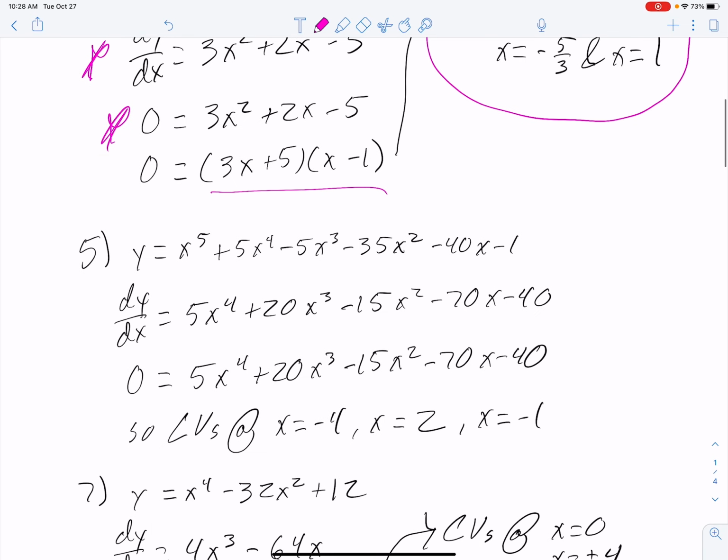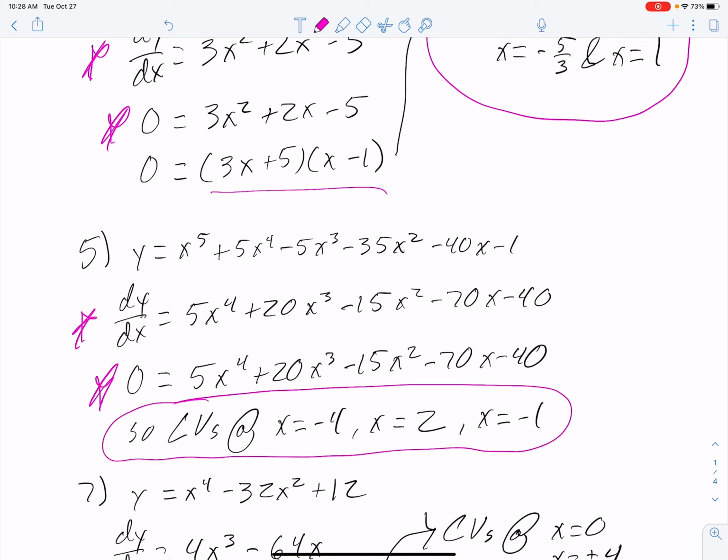Number 5 is a good example of something that wouldn't be factorable. So once you've taken your derivative, you set it equal to 0, we aren't going to be able to factor this by hand, so you can either use your polynomial solver or your graph to come up with the three zeros of 5x to the fourth plus 20x cubed minus 15x squared minus 70x minus 40.